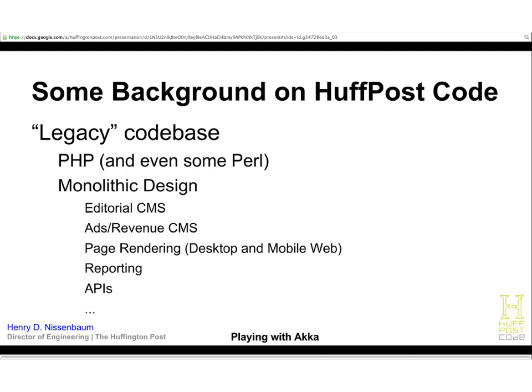All of the various components that went into the Huffington Post, the editorial CMS, the ad revenue CMS, page rendering for desktop and mobile, a number of reporting tools, APIs, other bits and pieces, were all one big chunk of code. Now, as you can all imagine, that didn't work that well. It started out making a lot of sense, but as the years progressed and things changed, it became less and less manageable. And some heroic efforts were required on the part of the engineering and the deployment teams to keep that whole system up to date and working. An amazing amount of caching at different levels was required to keep everything running smooth.